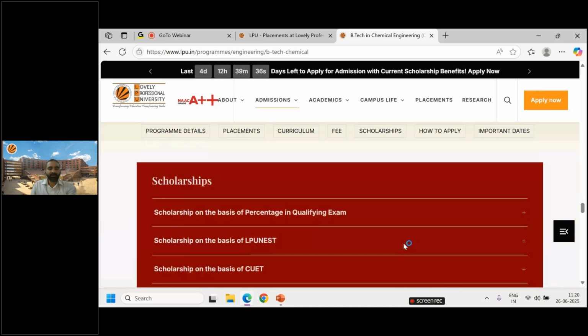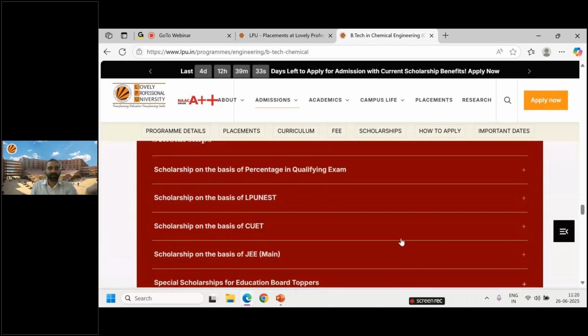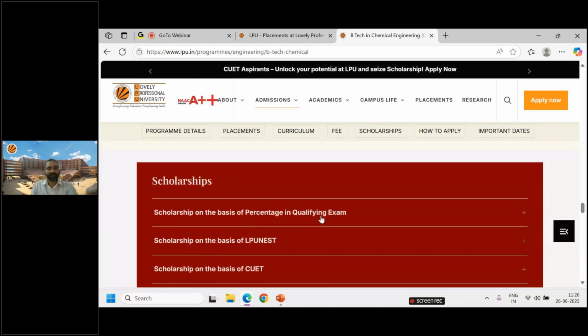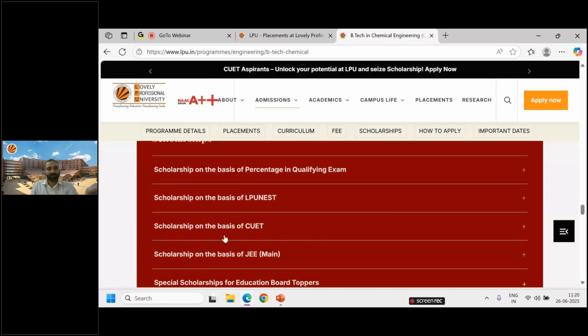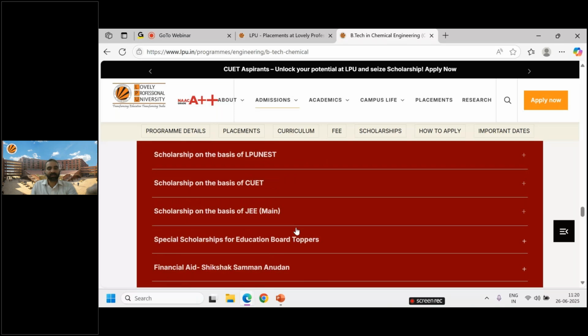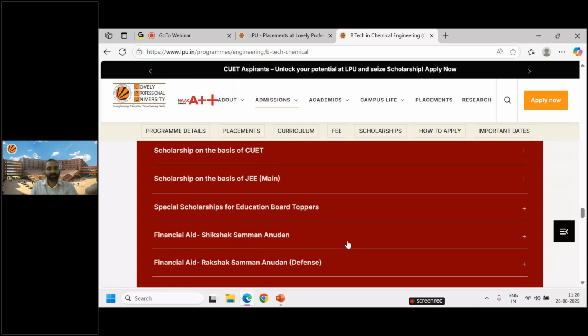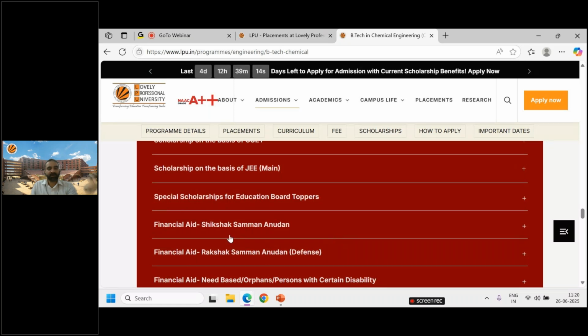And further, other scholarships you can see over here: the scholarship on the basis of percentage in qualifying exam, which I have already discussed with you, scholarship on the basis of LPUNEST, scholarship on the basis of CUET UG, scholarship on the basis of JEE Main, and special scholarships for education board toppers, which I have already told you. Then financial aid through Shikshak Samman Anudan. Here, if the parents are working in the teaching sector, regular teachers in recognized board schools, then we give a 20% over and above scholarship to the students also.